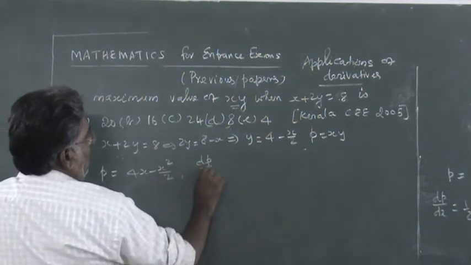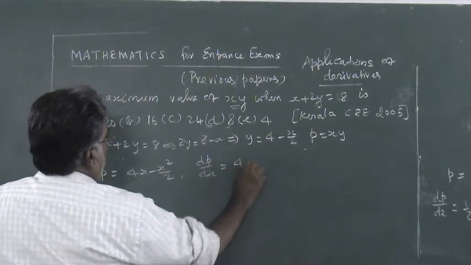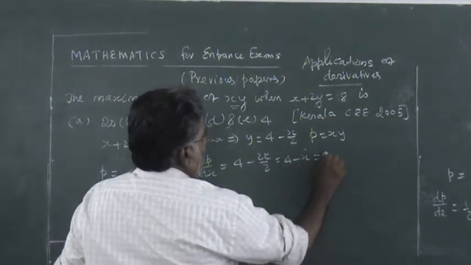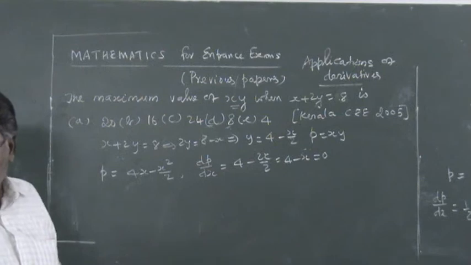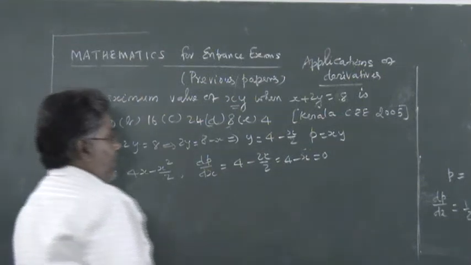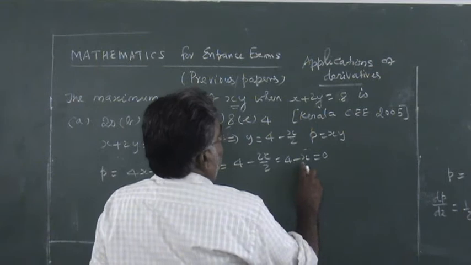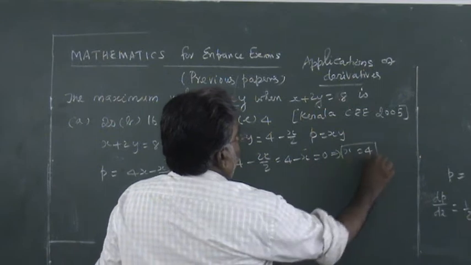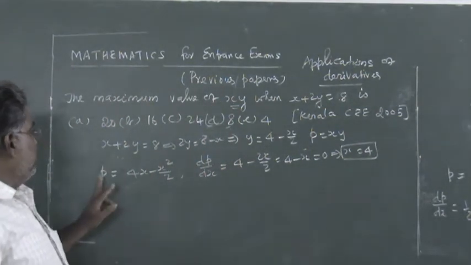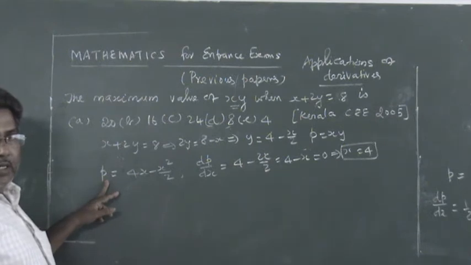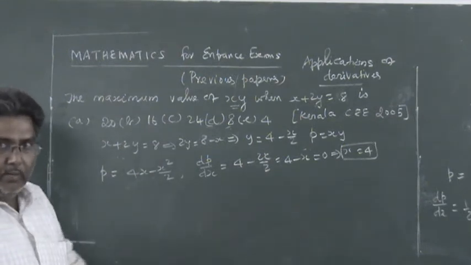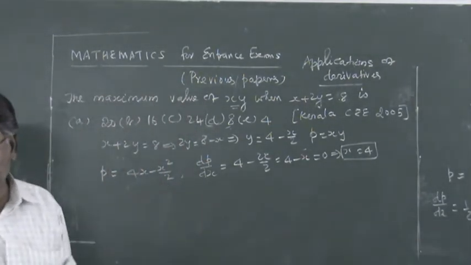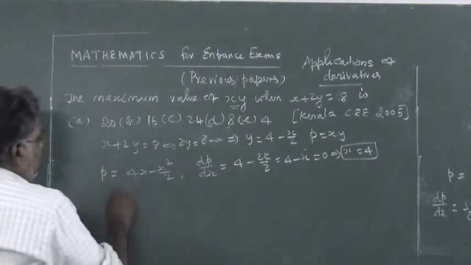You want to find the maximum of this. So find dP by dx, which is 4 minus 2x by 2, which is 4 minus x. Whether it is for a maximum or minimum, you have to equate it to 0. Therefore, equate 4 minus x to 0, and you get x as 4. So at x equal to 4, P, which is xy, can be either a maximum or a minimum. You have to find out which, so you go for the second derivative.